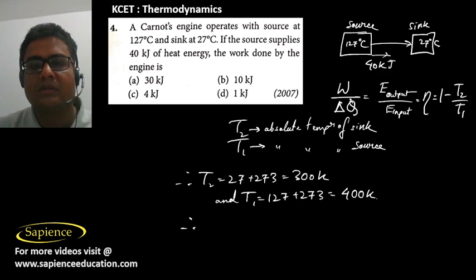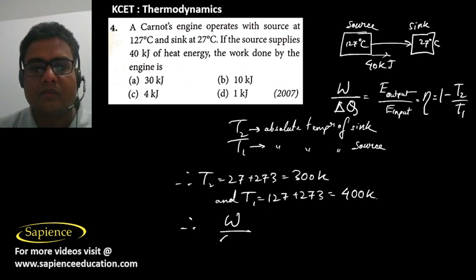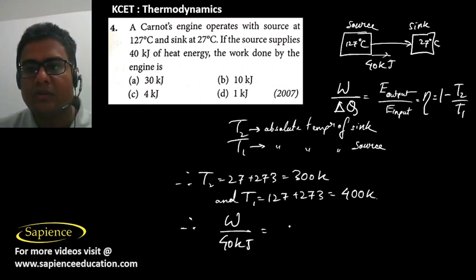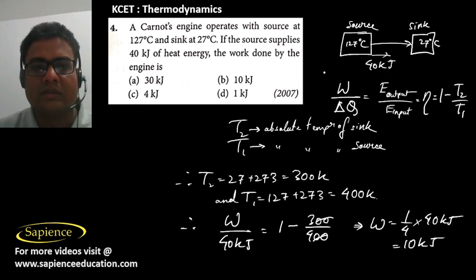Now therefore the work done by the engine has been asked to find. So work done divided by delta Q, which is the heat supplied, that is 40 kilojoule, is equal to eta, which is 1 minus 300 by 400. So that is 1 minus 3 by 4, that is 1 by 4. So W is equal to 1 by 4 into 40 kilojoule, so that is 10 kilojoule. So 10 kilojoule is the amount of work done by the Carnot's engine. So option B is the correct answer.